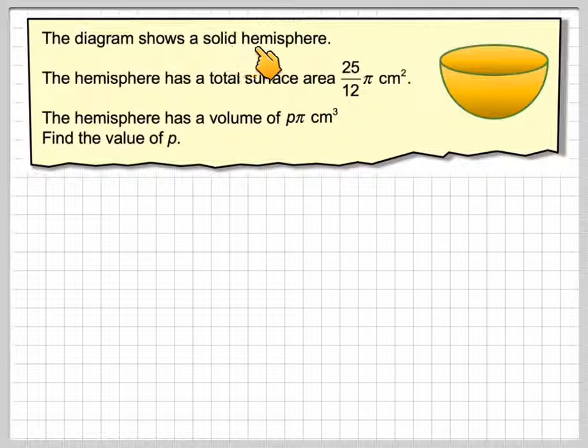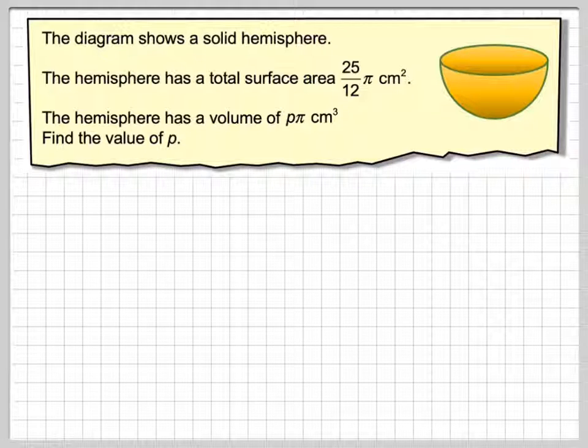The diagram shows a solid hemisphere. The hemisphere has a total surface area of 25 over 12 pi centimeters squared. The hemisphere has a volume of p times pi centimeters cubed. We have to find the value of p.